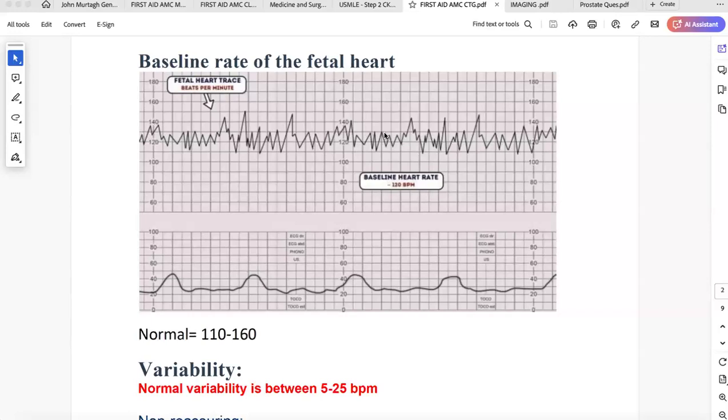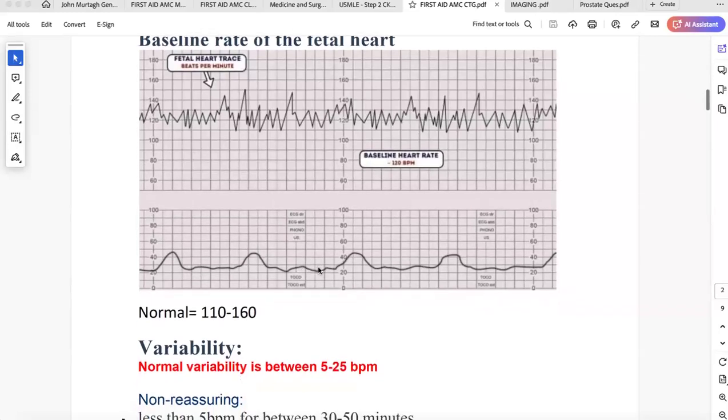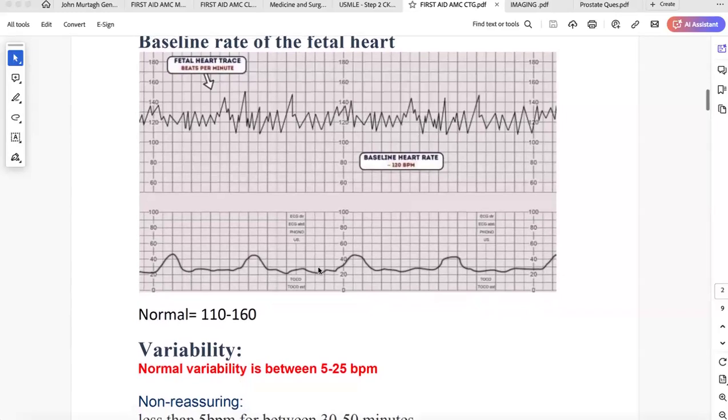That's right. Now moving on, what is the baseline fetal heart rate? After we look at the uterine contraction and how many contractions are happening, normally if the contraction is happening every 2 to 3 minutes, that's good. That means the labor is moving forward. We also look at the contraction intensity. As the labor progresses, the intensity also increases.